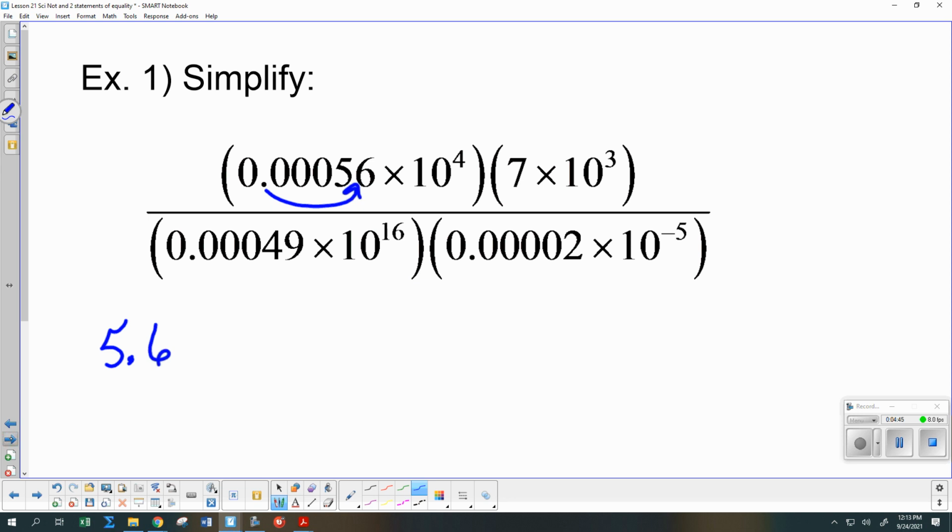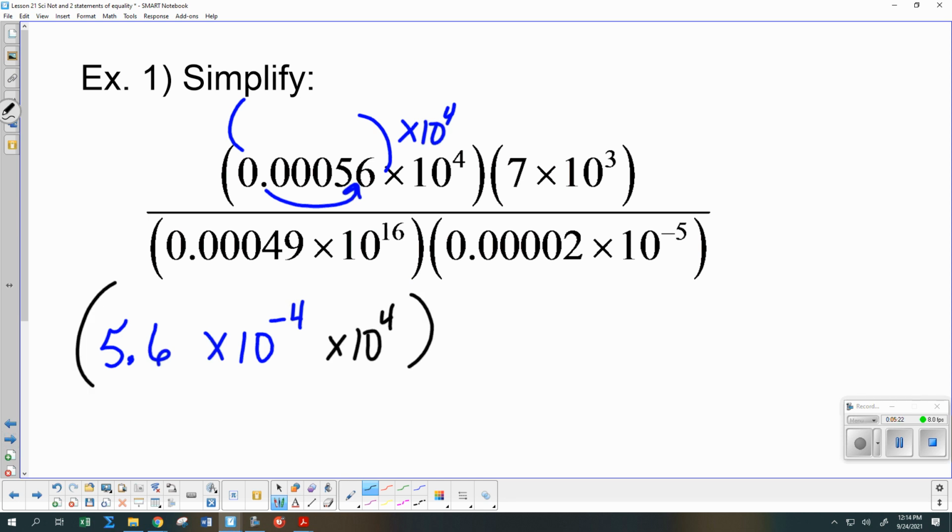I like to get just what is the 0.00056 in scientific notation, and then worry about the times 10 to the 4th instead of doing it all at once. For this one, I'm making this number bigger, 1, 2, 3, 4 places. I really need a small number, so that needs to be 10 to the minus 4. 5.6 times 10 to the minus 4 would be 0.00056. And then I also had this other times 10 to the 4th for that first parenthesis.